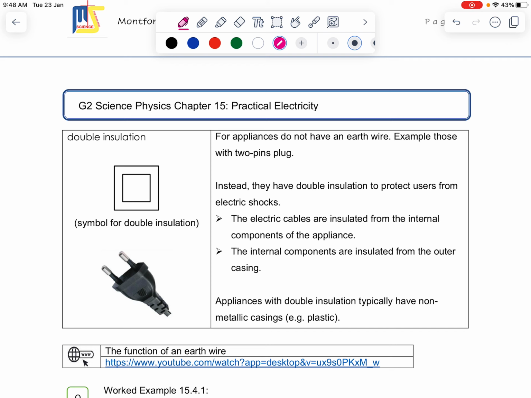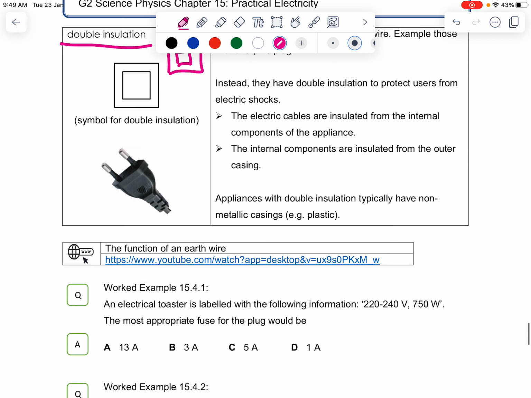For appliances that don't have the 3-pin plug, so they don't have the earth, they have something else called double insulation, and the symbol is 2 squares. Double insulation also prevents users from shock because the electrical cables are insulated from the internal components of the appliances, and also insulated from the outer casing. And that's the end of this chapter.